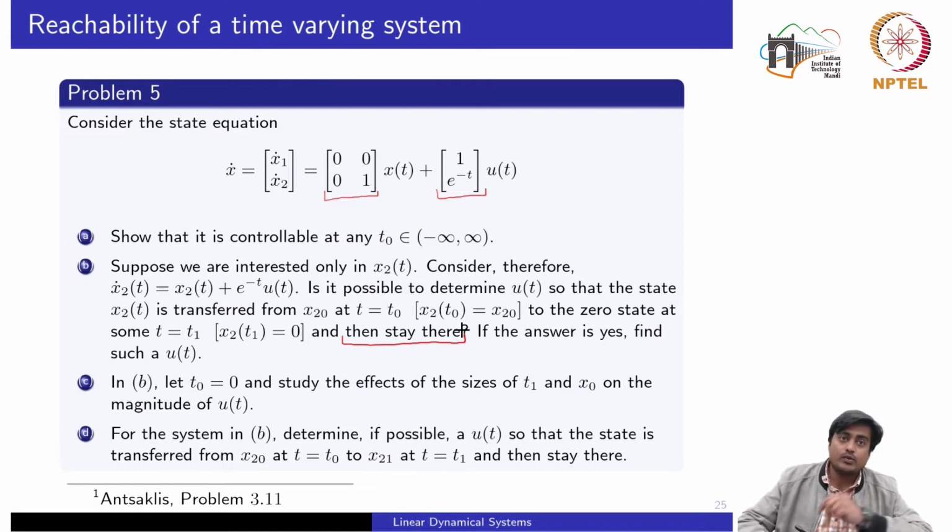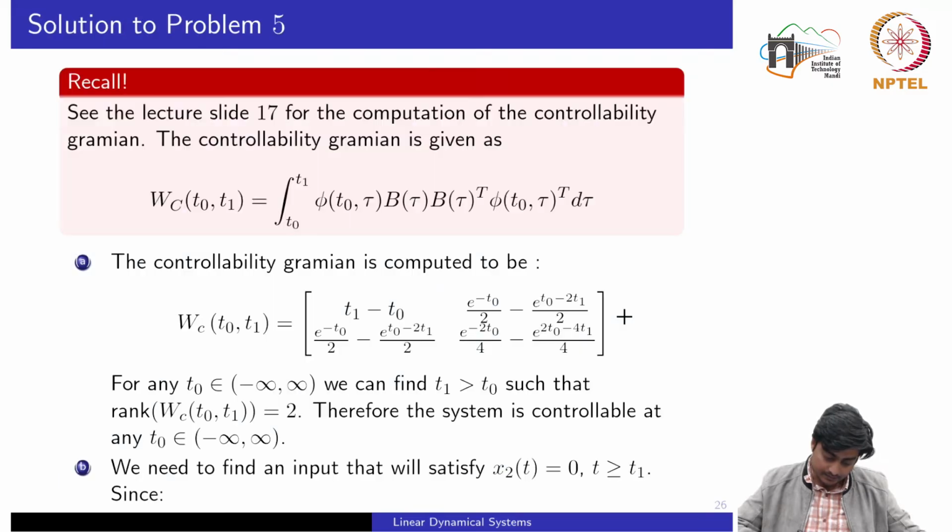So if you recall the previous problem, when we computed the control input, we ensured that during that time the states would reach 0, but it was not possible to guarantee that the states will stay at 0. But here we need to design a control input and ensure that once it reaches the origin, the state would stay at 0 afterwards. So if the answer is yes, find such a u of t. So let's see.